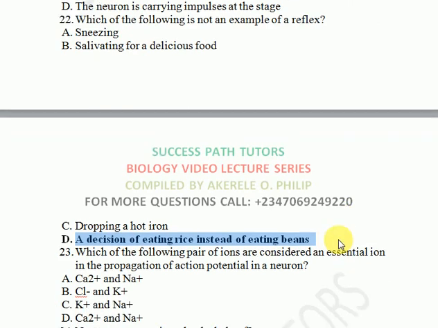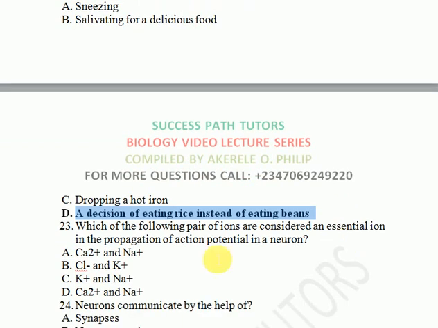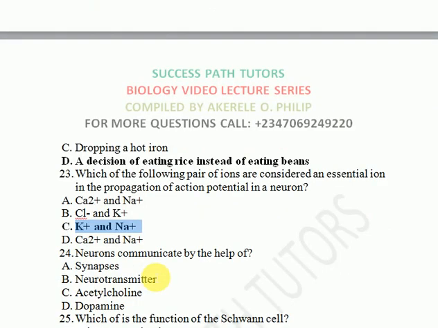Which of the following pairs of ions are considered an essential ion in the propagation of action potential in a neuron? That will be potassium and sodium. Option C. Neurons communicate by the help of neurotransmitter. Please be careful. One might want to think it is synapse. Synapse is just the gap through which neurons communicate, but the chemical by which they actually communicate is called neurotransmitter.